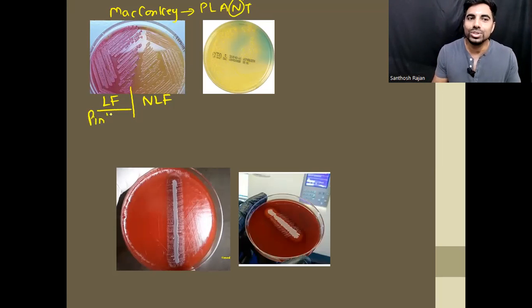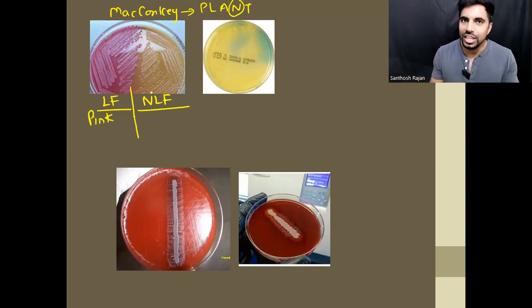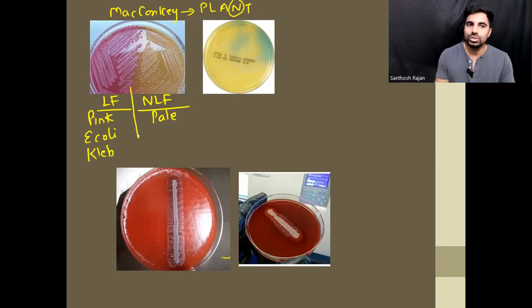Whenever you use calamine lotion, you become pink, right? So lactose fermenter is pink. NLF, if there's no lactose, then you will be pale, you will be looking dull. So pink means E. coli, lactose fermenter. What are the examples? E. coli and Klebsiella. That's two classic examples.